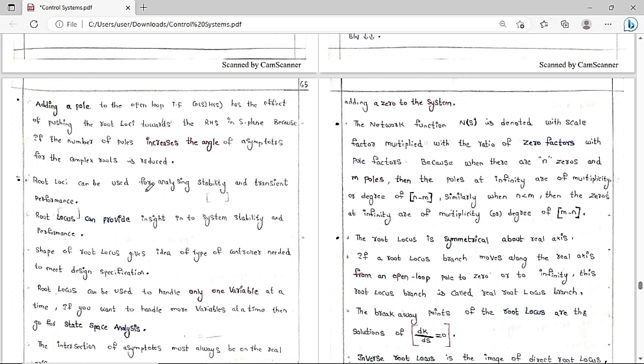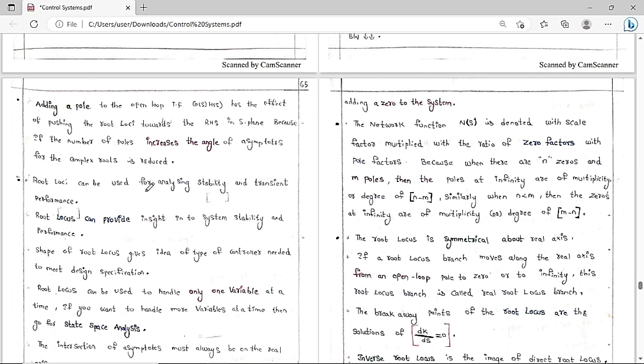The root locus can provide insight into the system stability and also performance. I have already told you. Root locus provides the insight into the system stability and performance, meaning for what range of K the system is stable, for what range of K the system is unstable, and what is the performance of the system for different values of K. We can easily get to know all this information.